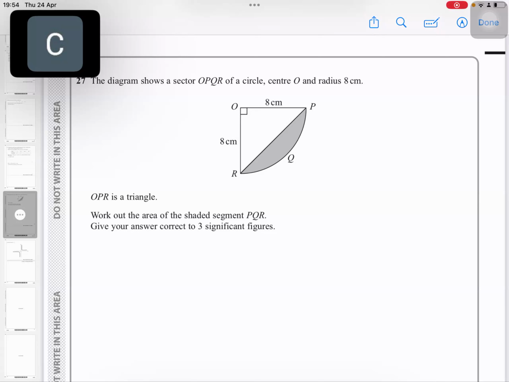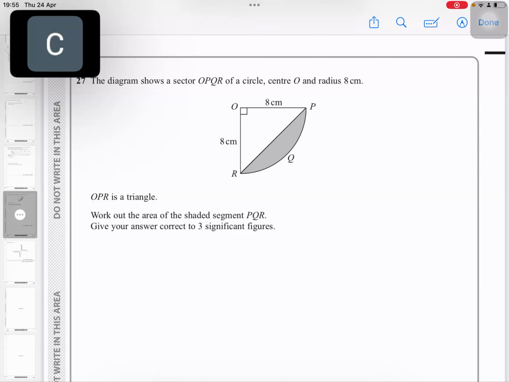Okay. It says the diagram shows a sector of a circle, center O, and radius 8 cm. It says OPR is a triangle. Work out the area of the shaded segment PQR. Give your answer correct to 3 significant figures.